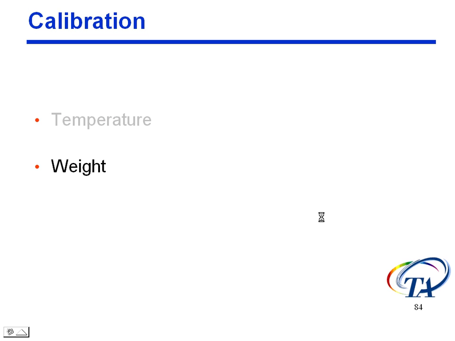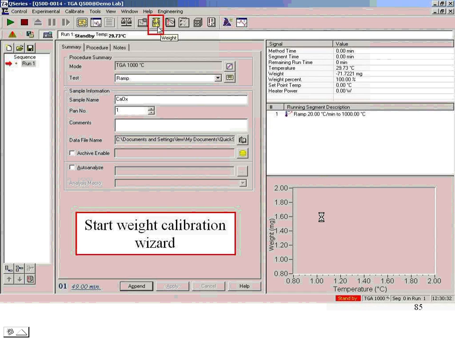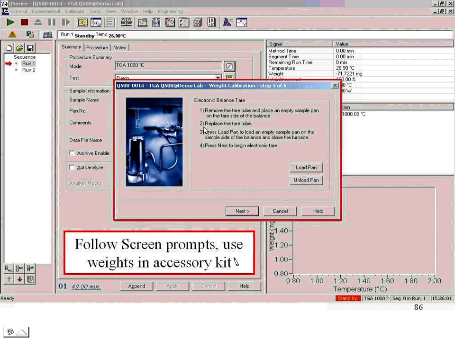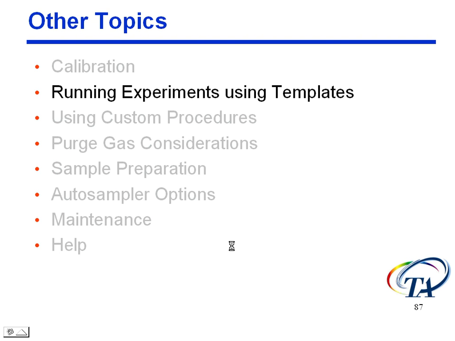Weight calibration. Weight calibration, you start from a wizard. You click on that little icon right there, Weight Calibration Wizard, and just follow the screen prompts. You use the weight that comes in the accessory kit. We're not going to show you all the screen captures for that. It just steps you right through, and you just follow the instructions on the screen. Now, we went through a while ago running samples using the experimental wizard. Now we're going to go through using the templates.